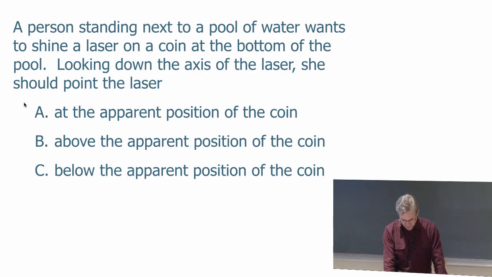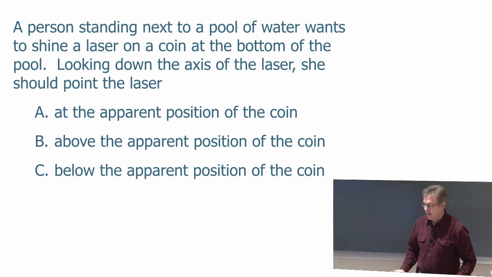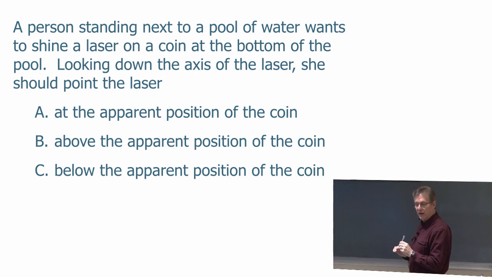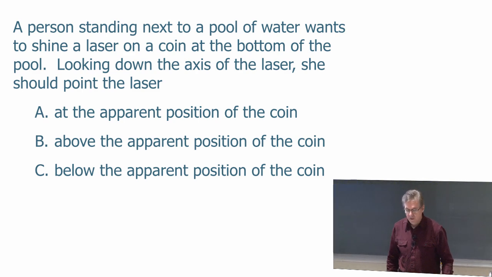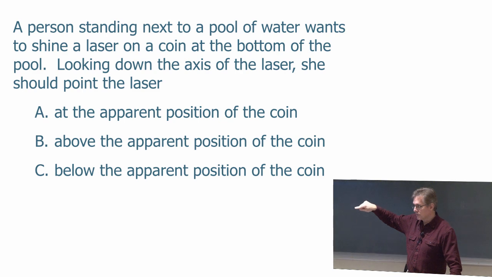So let's see if you understand that. Suppose you're standing next to a pool of water, and you see a coin, and you have a laser beam, and you want to shoot the laser beam such that it hits the coin. Okay? Now you're looking down the axis of the laser. What should you do? Should you shoot it at the apparent position of the coin? Should you shoot it above the apparent position of the coin or below the apparent position of the coin? Discuss with each other.